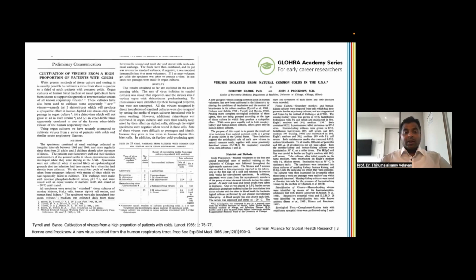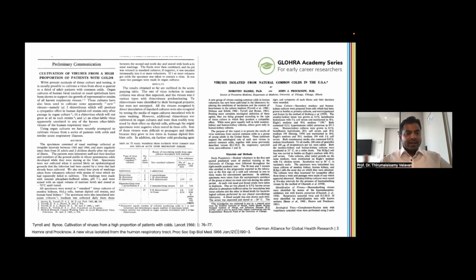Just to move forward, the very first discovery of the coronavirus happened in 1966. There were 4 colleagues, Tyrrell and Bynoe, and Hamre and Procknow. These are the colleagues who discovered the coronaviruses. As you see, these are the 2 different articles which first described the coronaviruses in 1966. Tyrrell and Bynoe started to collect, between 1961 to 64, the nasal washings of adults and children who had flu-like symptoms.